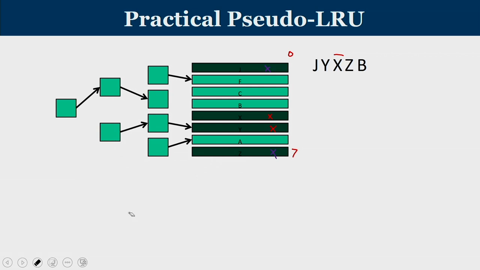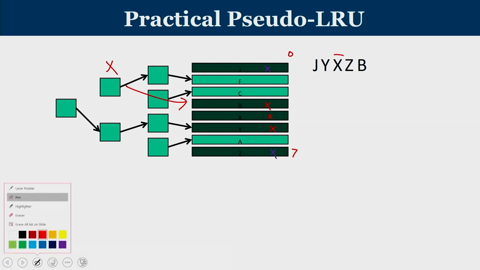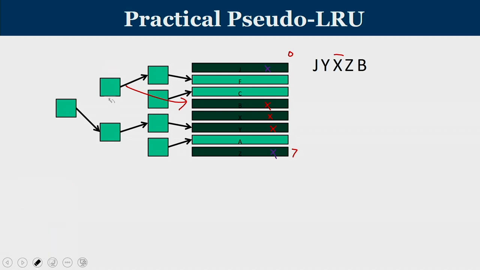Now we have B. B is here. Now B is on the upper half of the root, so naturally flipping happens at the root level. And then this also gets flipped, because B is in this path. So the arrows are getting flipped. Remember, our arrows always indicate the least recently used path. So when we reach a block, the arrow has to be flipped in the opposite direction. Similarly, here also the arrow gets flipped like this. So this illustration will help you in better understanding of how things are being moved.